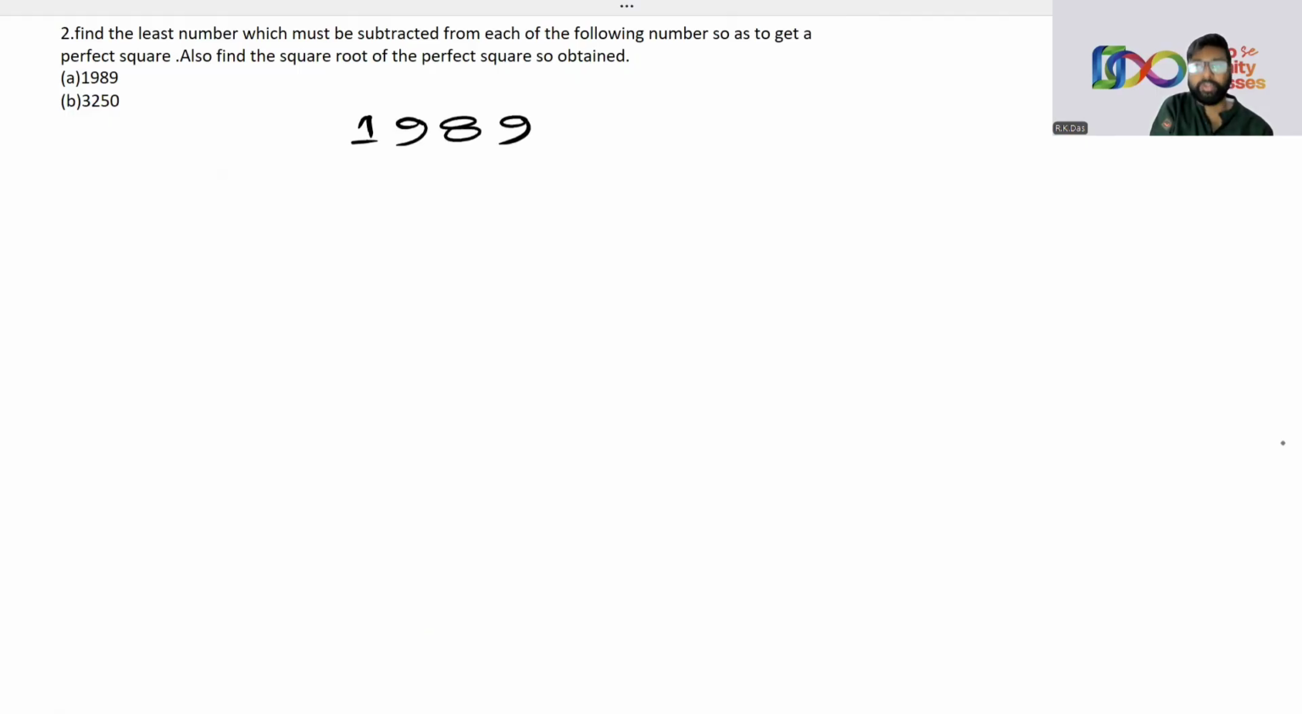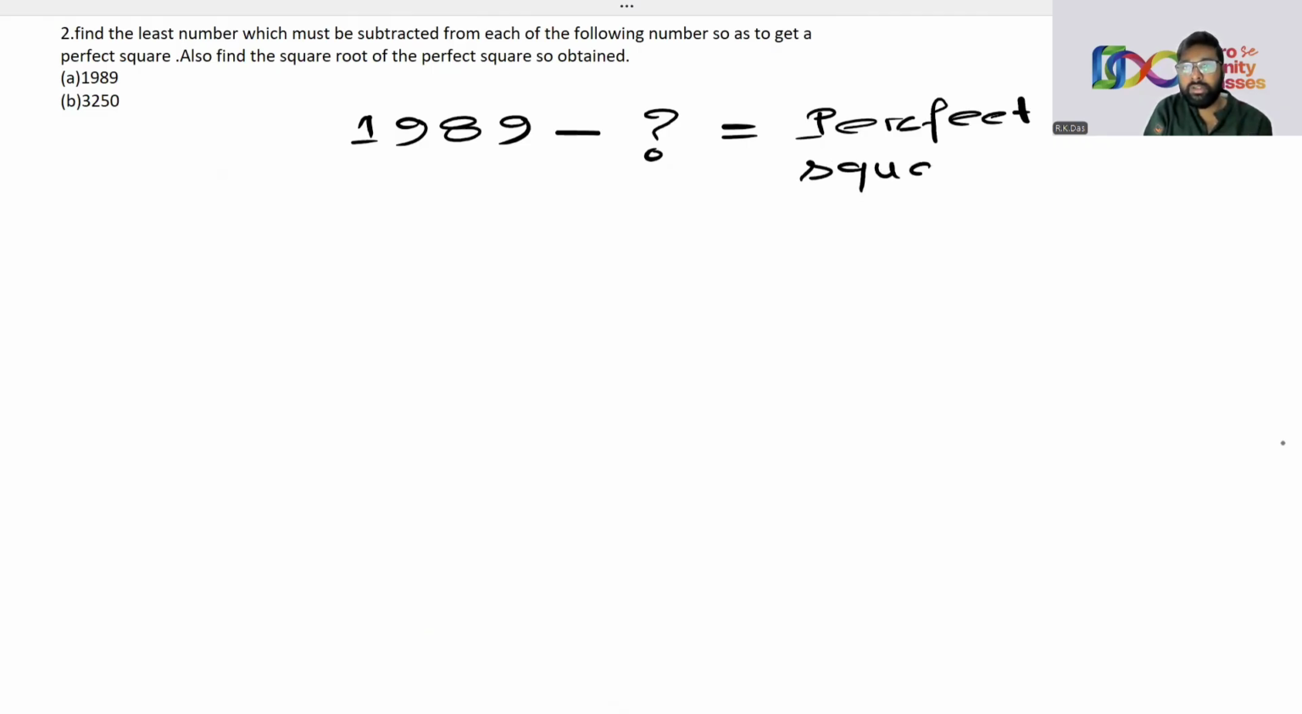Okay, so first we have 1989. So the question is very simple. We have to subtract a number from 1989. What number are we going to subtract from 1989 so that the number becomes a perfect square? So again, the rule is same. We are going to find out the square root of 1989 by using the long division method.